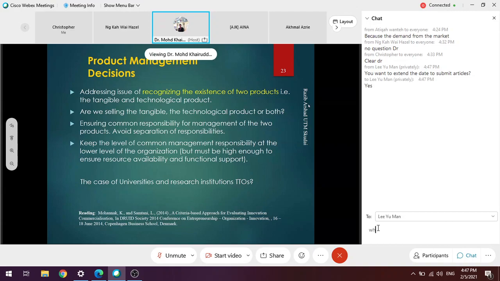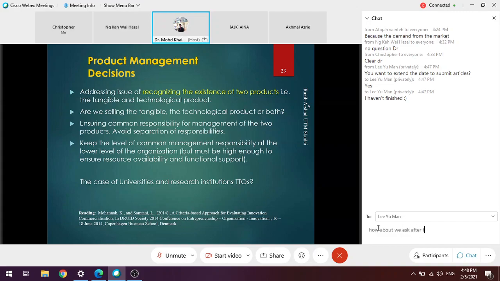For example, we have the schematic of the technology. If we sell the schematic, then what for do we sell the technology to them? Because they know the secrets of the technology. So which one do we want to give to the people? But again, they will ask for the guidance, the schematic, because they want to do troubleshooting, they want to do maintenance and so on. So this is the dilemma in the product management decision.